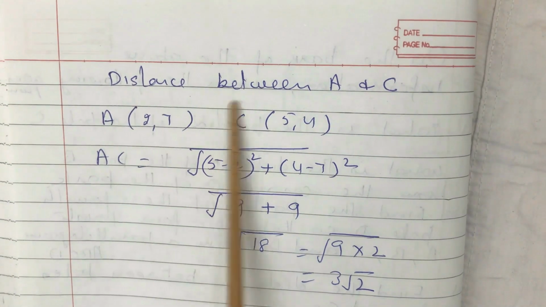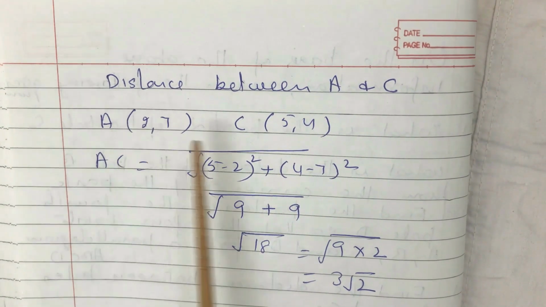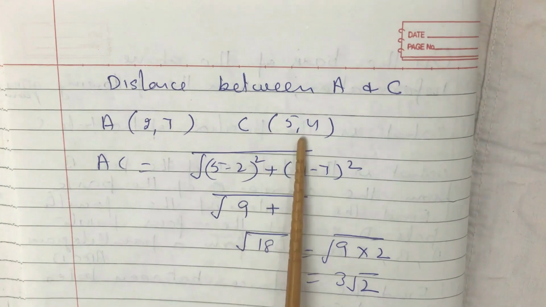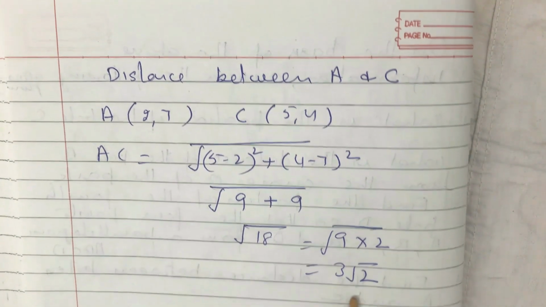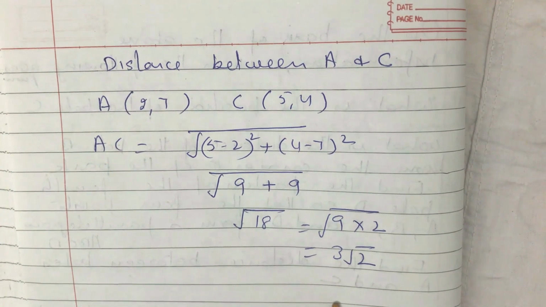You have to find the distance between AC. Coordinates of A are 2, 7, coordinates of C 5, 4. AC distance is 3 root 2. So that is the answer.